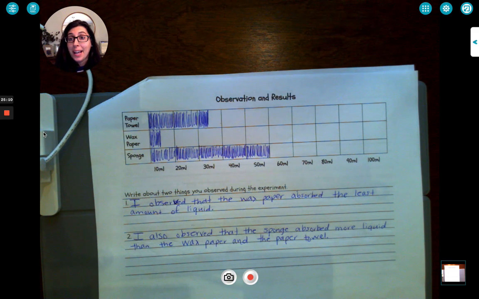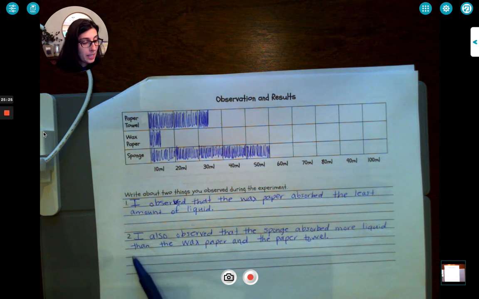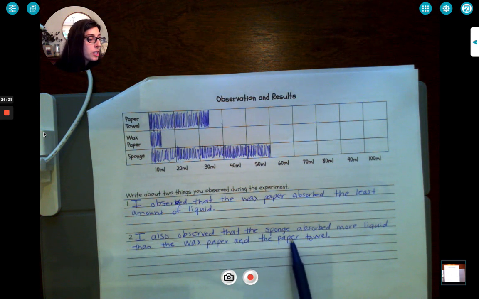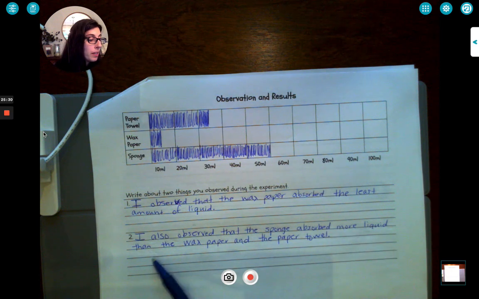Did you write down 2 observations that you made during the experiment? If you did, give yourself a pat on the back. I'll read my second one to you since I already read my first one. My second observation was this. I also observed that the sponge absorbed more liquid than the wax paper and the paper towel.